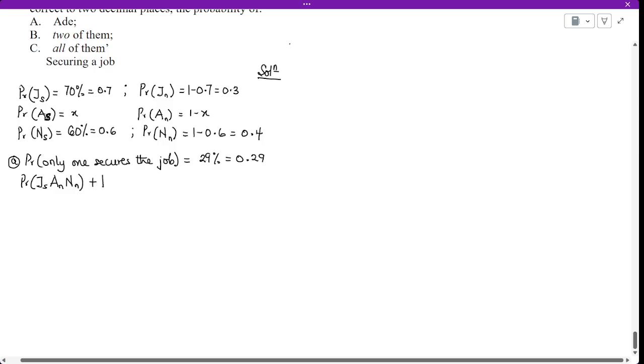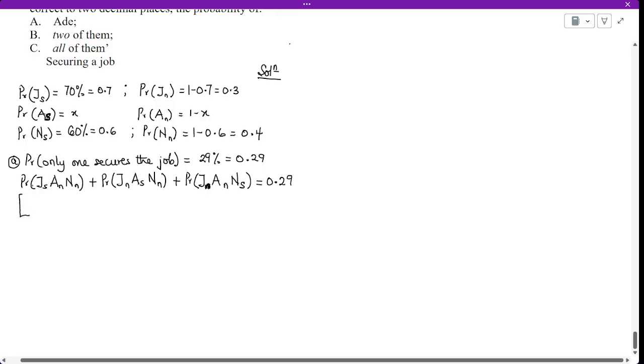There's another possibility where John will not secure the job, but rather Ade will secure the job, and Ngozi will also not secure the job. So these two instances show that only one of them secures. The next one, we have the probability where John will not secure the job, Ade will also not secure the job, but this time around, Ngozi is going to secure the job, and this gives us 0.29.